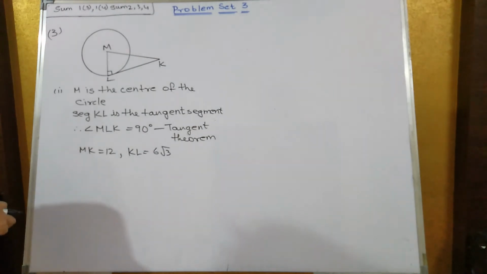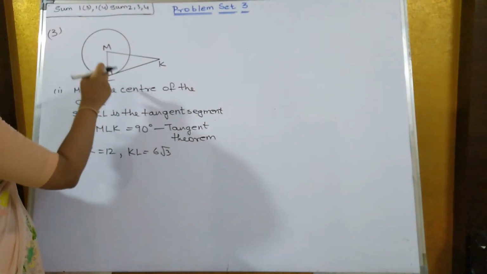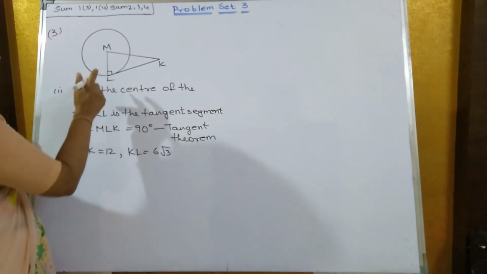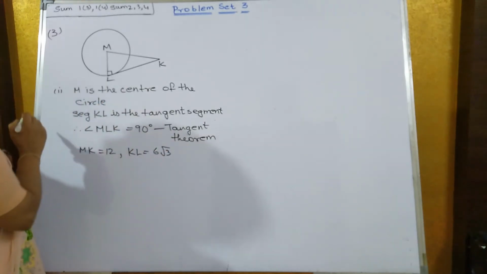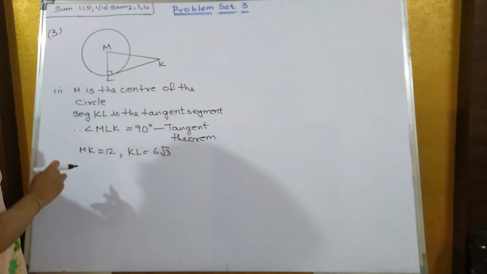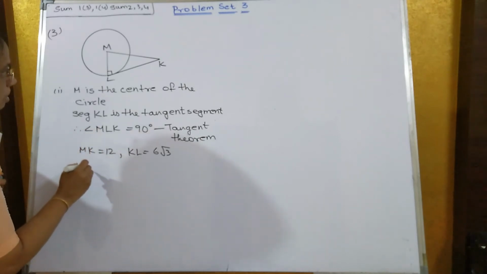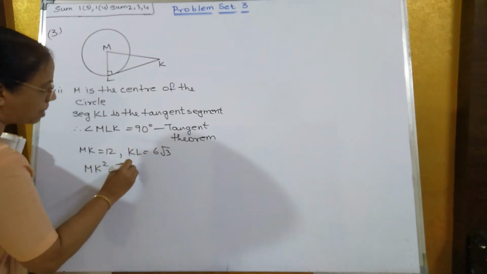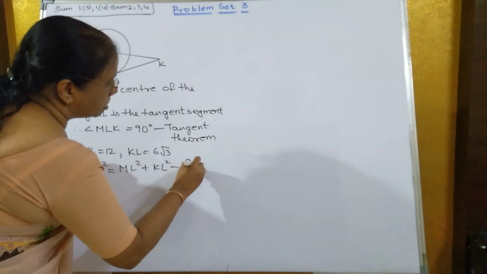Now sum number 3, they have given M is the center of the circle and segment KL is a tangent segment, and therefore angle MLK will be equal to how much? 90 degree, because this is a radius and this is a tangent. So by tangent theorem, this angle will become 90 degree. Now we have to find out the radius of the circle, that is we have to find out ML. Now since MLK is 90 degree, so by Pythagoras theorem, MK square is equal to ML square plus KL square.